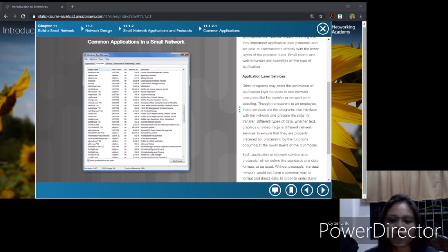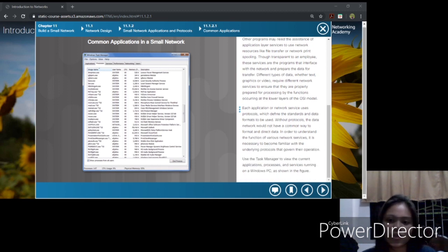transparent to the employee. These services are the programs that interface with the network and prepare data for transfer. Different types of data, whether text, graphics, or video, require different network services to ensure that they are properly prepared. So each application defines the standards and data formats to be used, with a common way to format the data.